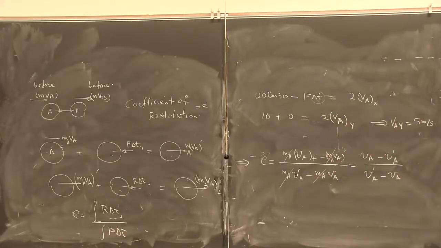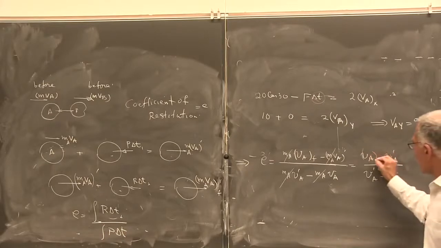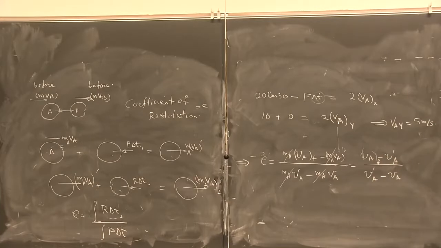What's the V prime A? V prime A is not this VA final. We better put final here. V prime A is an intermediate. When you hug each other, you have some velocity together, because you have hugged each other as if you have one body. So that is called V prime A.